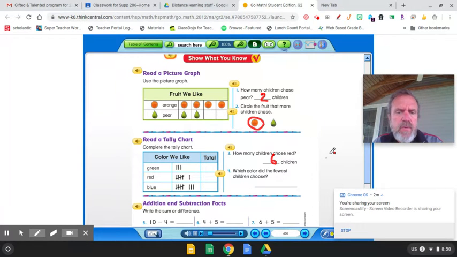Which did the fewest children choose? And remember, fewest means smallest or least or less. So which number is the smallest out of all those? It looks like blue? No, blue's the most. Oh, green. So again, I will help you, and you can fill this in your book. Green. Alrighty. I have to move this down a little.